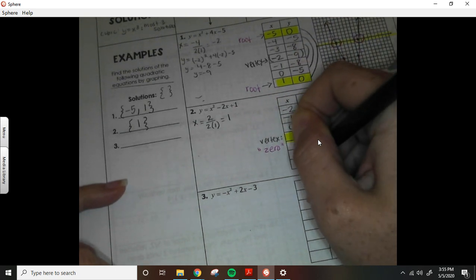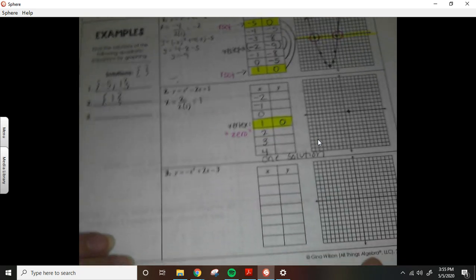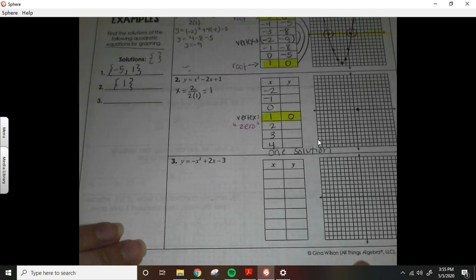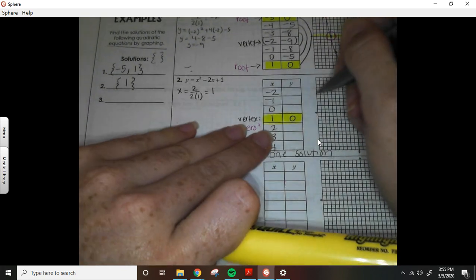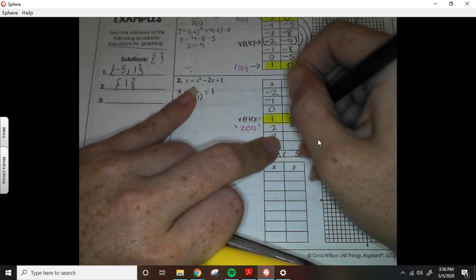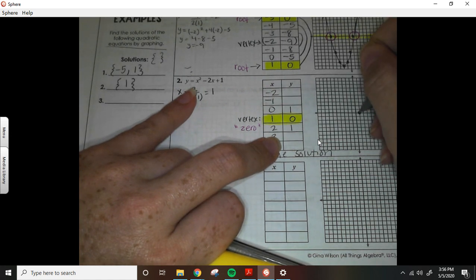So not for fun, but for not fun, we're going to go, I'm sorry, we have to graph it. We have to graph it. I don't want to. Let's fill in this one. If we do 0, we get 1. And if we get this one, obviously it's going to be 1. So 0, 1.